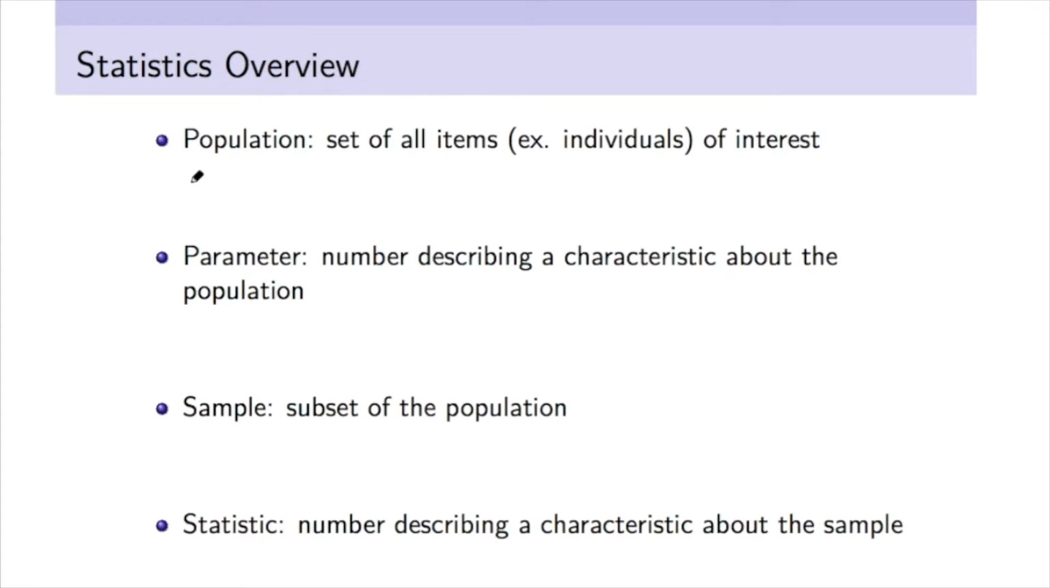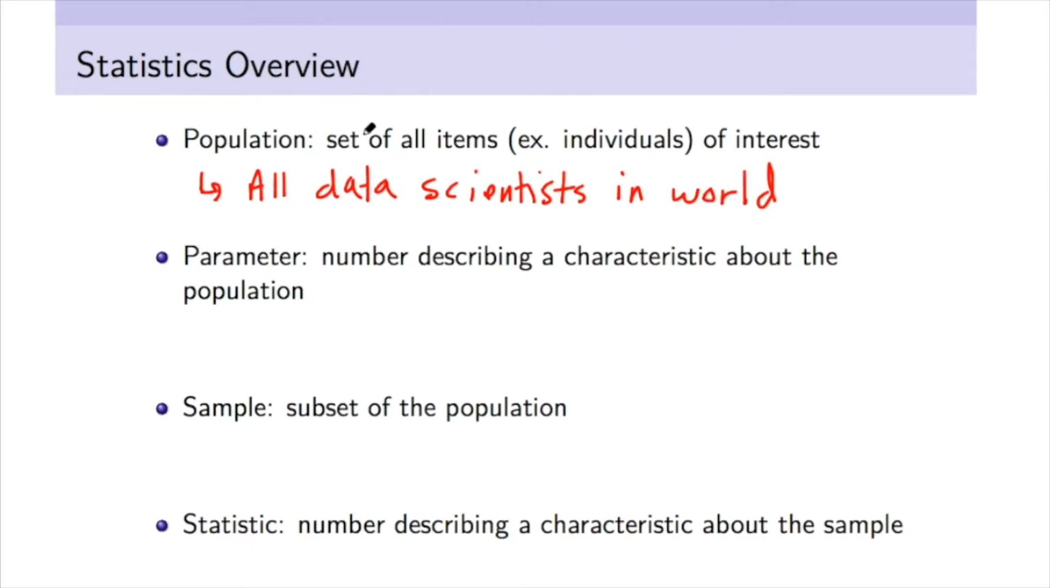So let me just write that down. The population could be all data scientists in the world. Okay, so let me actually draw this as well. In red, I'm going to draw the population. So suppose here we have a population, and in the example we're looking at, this is the population of all data scientists.